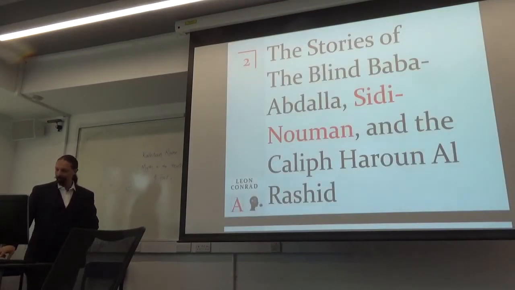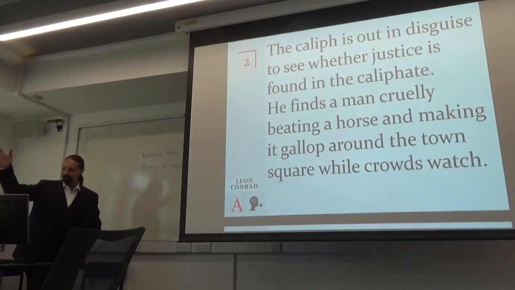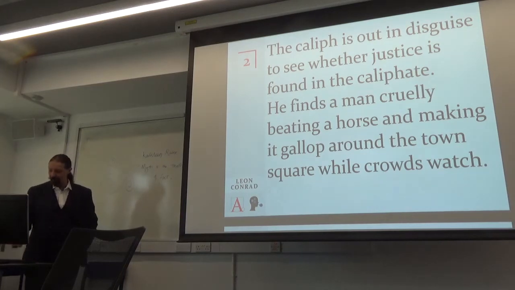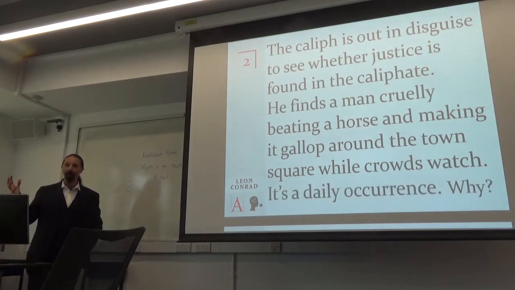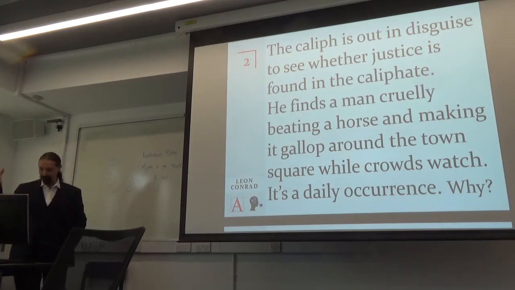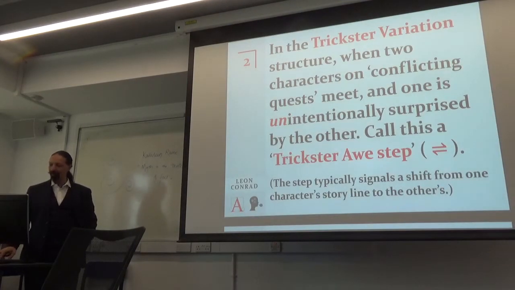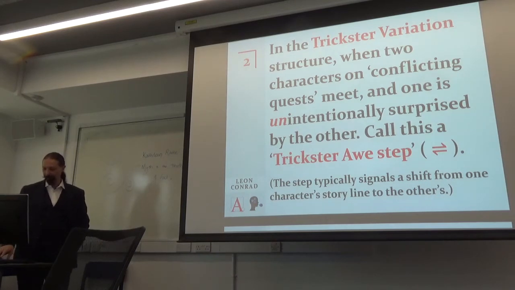In the story of Sidi Nu'man, again the Caliph is out in disguise. He finds a man cruelly beating a horse, making it gallop around the town square while crowds watch. This is entertainment. You don't treat a horse like that. Not in an Arab country. And this happens every day. Why? Again, he's bemused, befuddled, bewildered. He wants to find the answer. Therein hangs the tale, which we won't go into today. But this is what I call the trickster variation. So, again, you have two characters meeting, you have a cognitive dissonance, but it's qualitatively different.